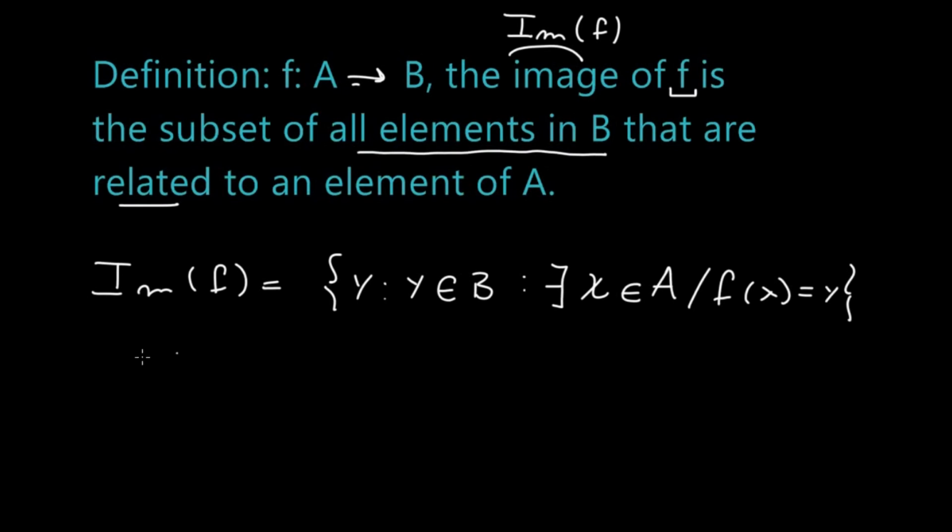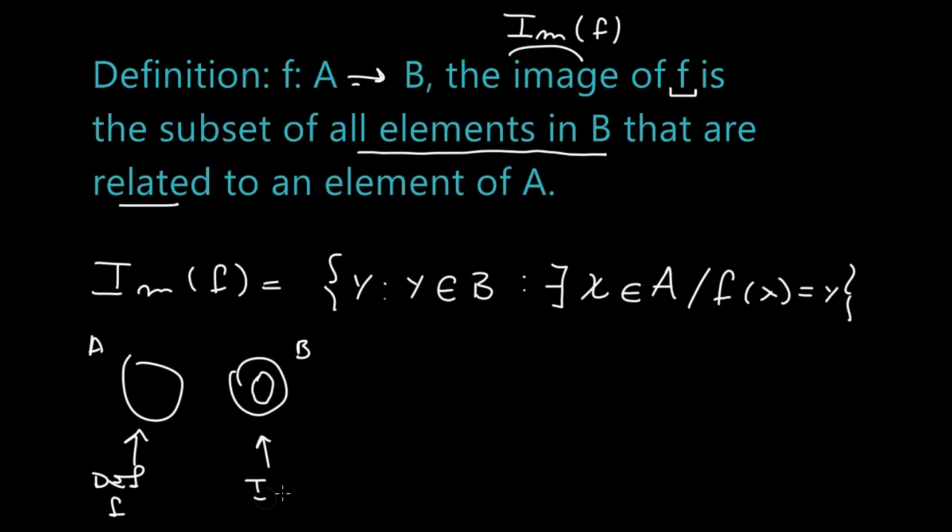So when I looked at the definition of a function, I had my set A and my set B, and I was paying attention to the elements here. Now with the image, what I'm doing is I'm looking at this set, because it's a subset of B. So it's going to be another circle in there, it's a subset. This is the image.